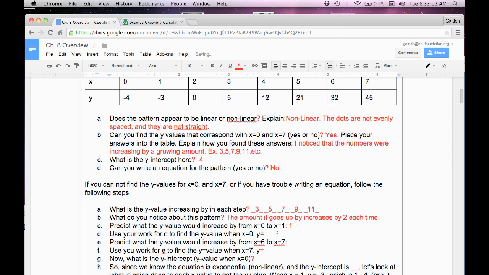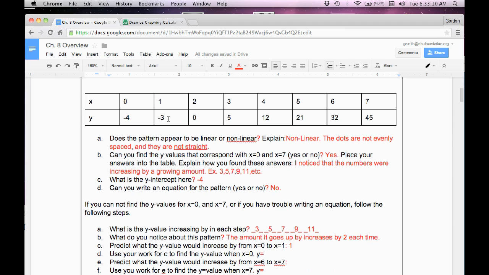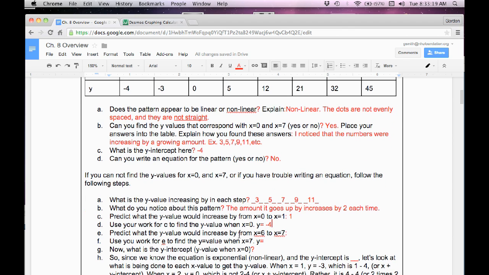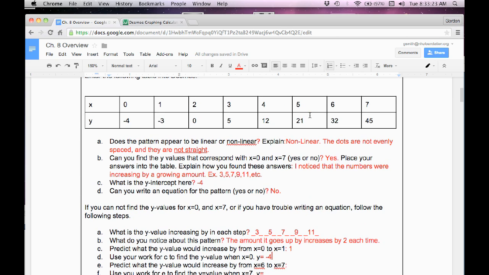And since we already figured that out, it's kind of obvious. Okay, so use your work for C to find the y value when x equals 0. Again, if it goes up by 1 from here, and this is -3, then this would have to be -4. So it's just the long form way of figuring it out. Predict what the y value would increase by from x equals 6 to x equals 7. So here it went up by 11, so here it would have to go up by 13.